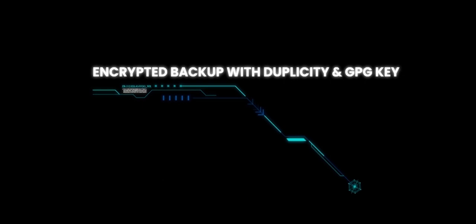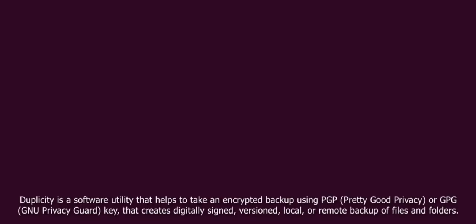Today we are going to learn how to take an encrypted backup by using Duplicity and GPG. First of all, what is Duplicity? Duplicity is a software utility that helps to take an encrypted backup using PGP and GPG keys, and it creates digital signatures, versioning, and local and remote backups for files and folders.